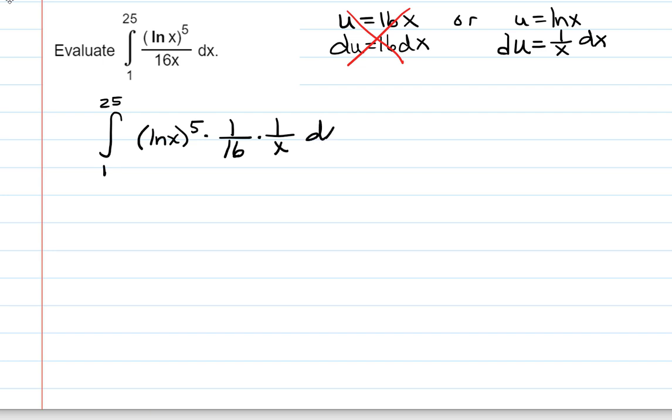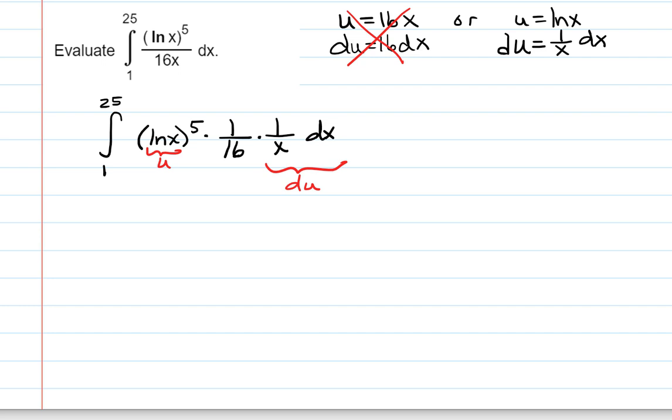And the reason I'm doing that is because I want to be able to see that 1 over x and the dx, which I see right here, that's going to be my du. And this guy inside the parentheses, that's going to be u. And the only thing is I have an extra 1/16. That's okay. We can always just bring that coefficient out front of the integral.